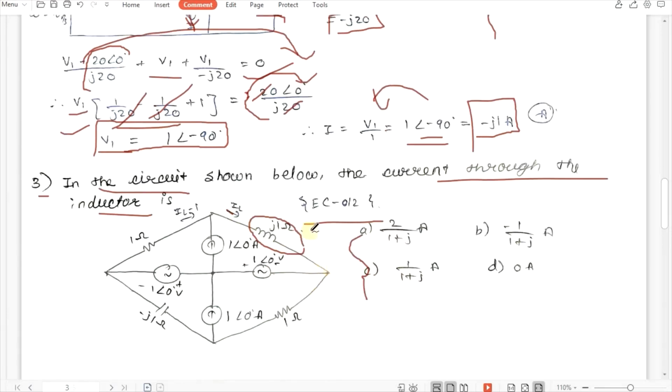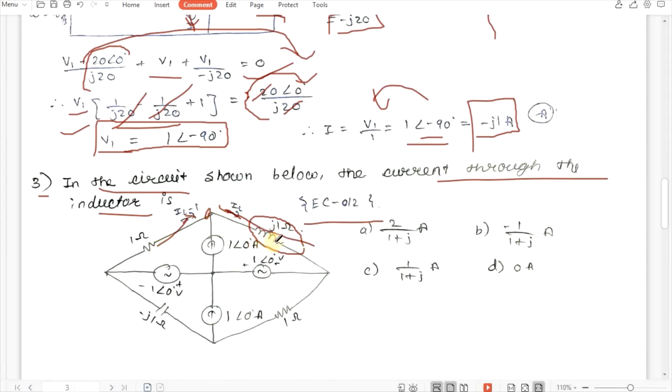If you see this circuit, you may be wondering this is very complex, but let me tell you, this is not as complex as you think. We have to get this IL. Here you can see we have the current. The current through this branch is 1 angle 0 degree ampere. If we apply KCL at this node to find the current IL, this is 1 ampere, so this current must be IL minus 1. As you can see, if we add IL minus 1 plus 1, it will be IL, right? So now we know this branch current, this branch current.